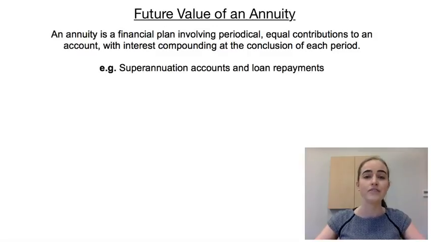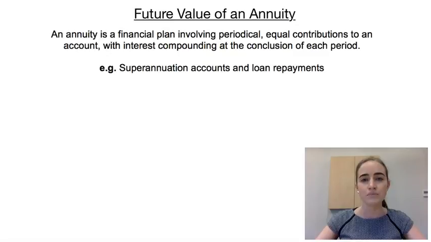In this video, I want to have a look at the future value of an annuity. So an annuity is defined as a financial plan that involves making periodical equal contributions into an account, and interest is compounded at the conclusion of each period. So that might be something like superannuation accounts or loan repayments.